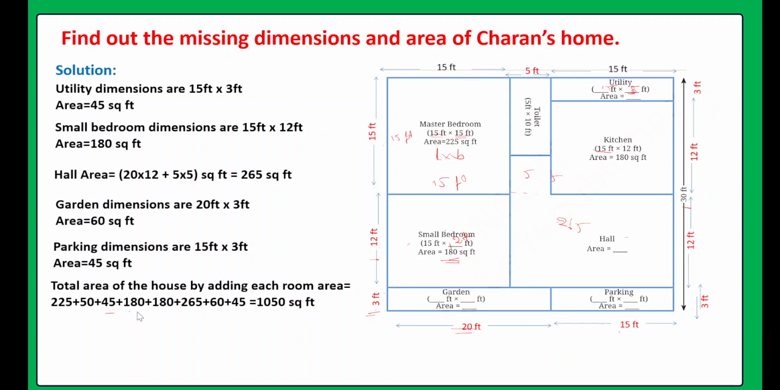Then small bedroom is 180. Kitchen is 180. Hall is 265. Then garden area is 60. Parking area is 45. Total adds up to 1050. We can easily verify it. This is the same as the area of the overall home, nothing but length into breadth: 35 into 30, because this length is 20 plus 15, which gives us 35. Now we know the length is 35 and the width is 30, therefore it equals 1050.